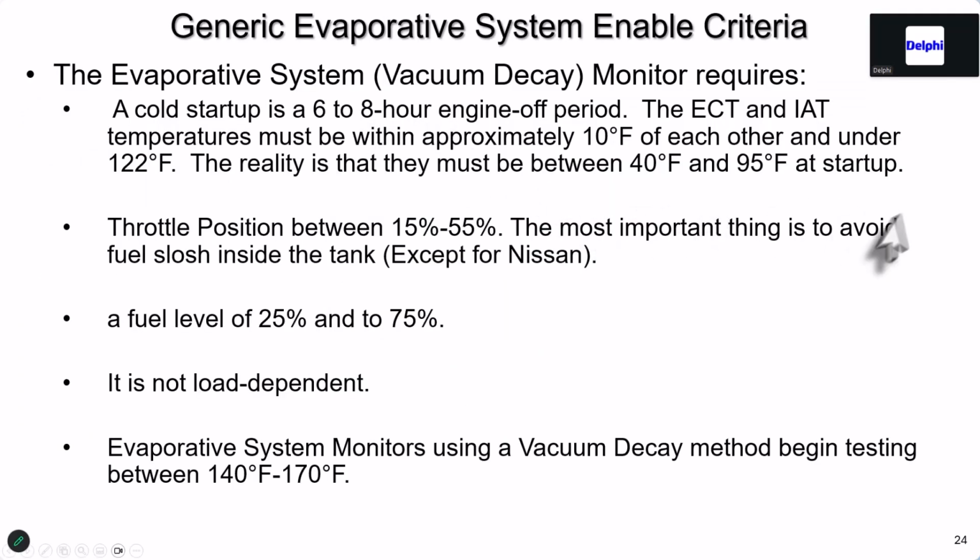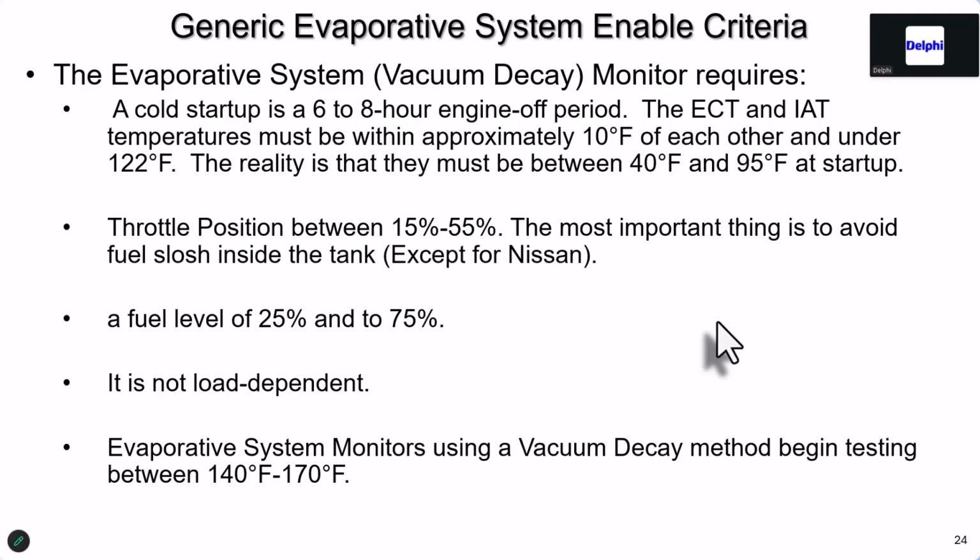Okay, evap. For those that like to run evap, we're going to talk vacuum decay system, which basically means the purge has to open to pull a vacuum on the system, and when it does, it's going to run its leak check. Most cars, again, we need that cold soak for that to happen. We need the temperature within 40 to 95 degrees at startup. We need fuel level 25 to 75%. And in most of these cars, we don't want you to be sloshing.